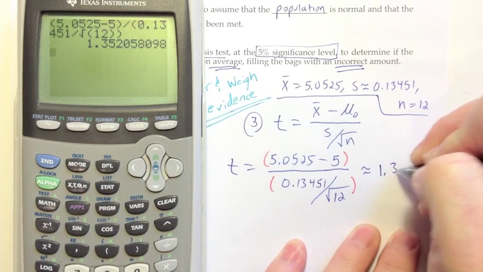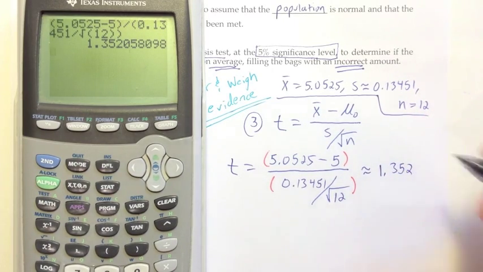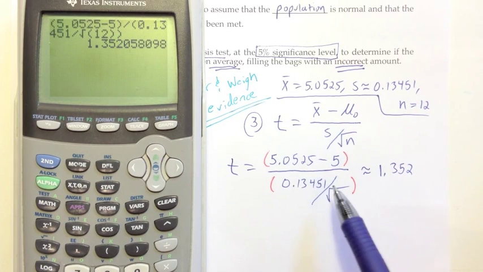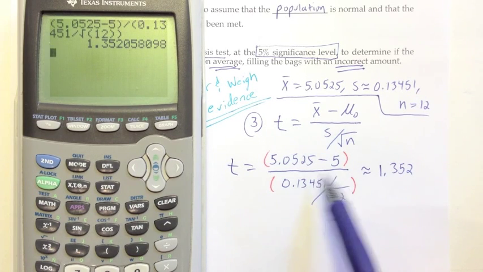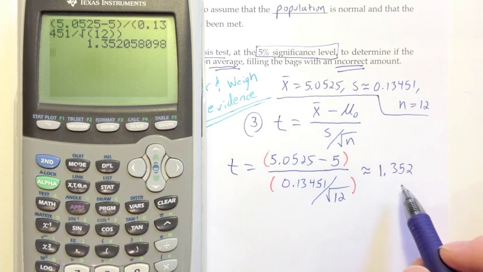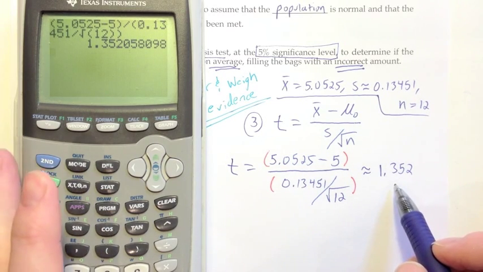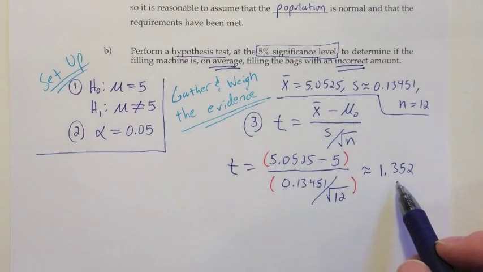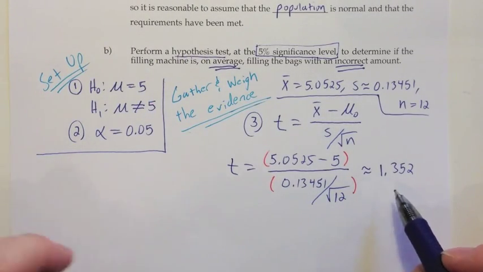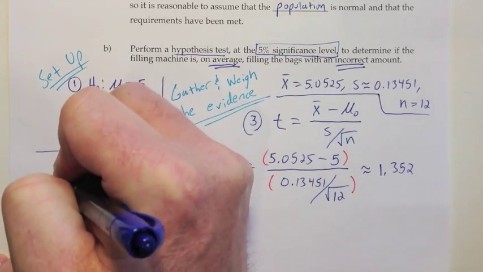I get 1.352. If that difference was less than 1 standard deviation, I'd say it could easily be random and I wouldn't reject H0. If it was bigger than 3, I'd say it's very unlikely that difference is due to random variation and I would reject H0. When I get something in between 1 and 3, that's a little bit more of a tougher decision, and I really need to see the p-value to make that answer clear. So let's go ahead and do that.